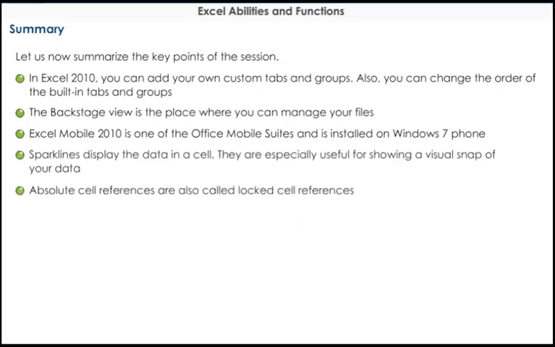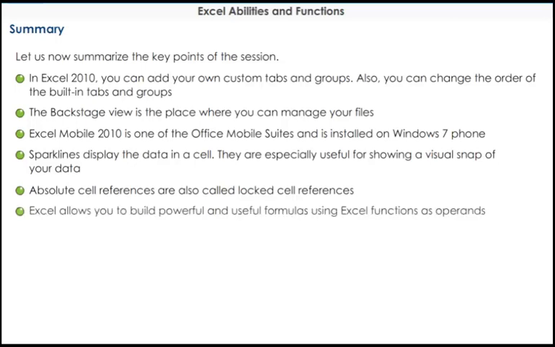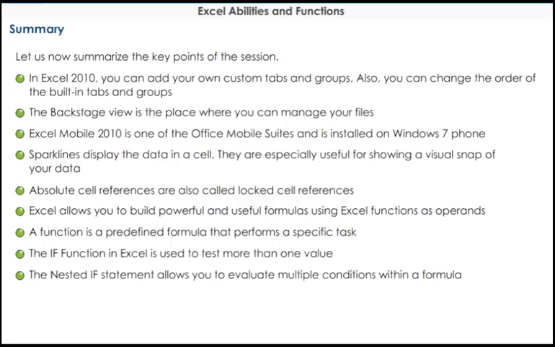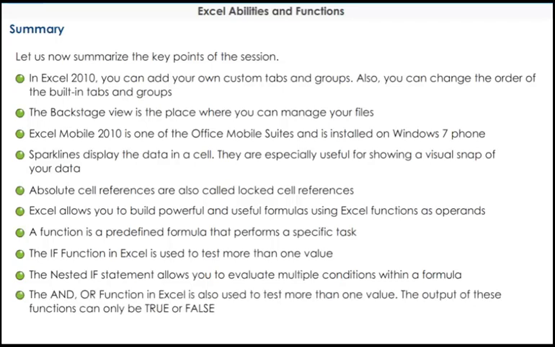Absolute cell references are also called block cell references. Excel allows you to build powerful and useful formulas using Excel functions as operands. A function is a predefined formula that performs a specific task. The IF function in Excel is used to test more than one value. The nested IF statement allows you to evaluate multiple conditions within a formula. The AND/OR function in Excel is also used to test more than one value. The output of these functions can only be true or false.